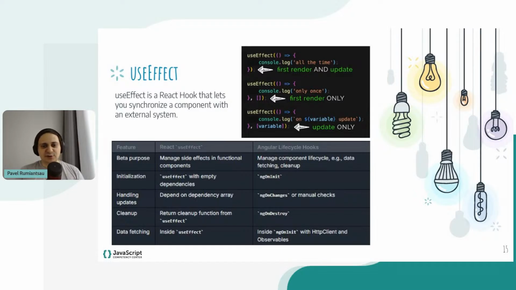So in the table below, you can see more comparisons of them. They are very similar. You can see that if you want to apply the logic that you usually do for ngOnInit, you could use it with empty dependencies. For ngOnChanges, you basically provide the dependency to listen to these changes. And you can also run a cleanup function if you want to destroy some dependencies.